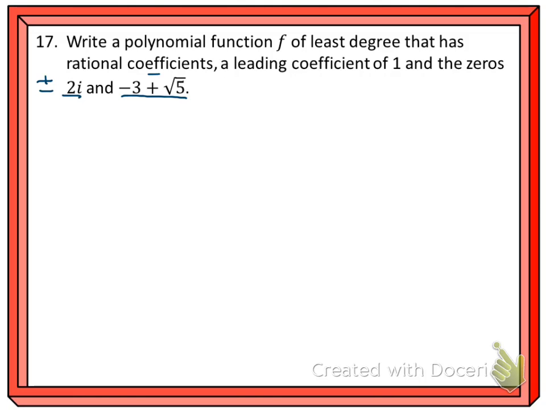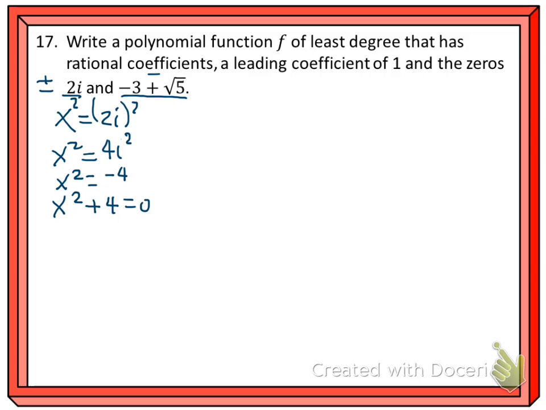So the shortcut on this is just to set x equal to 2i. Now if I square both sides of this, I get x squared is equal to, when I square 2i, I get 4i squared, and i squared is negative 1, so this is x squared equals negative 4. Now just add that to the other side, and I have x squared plus 4 equals 0. Here's the first factor. It's a quadratic factor.